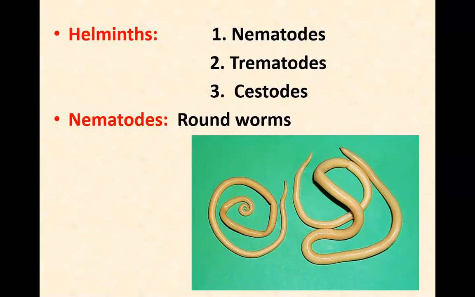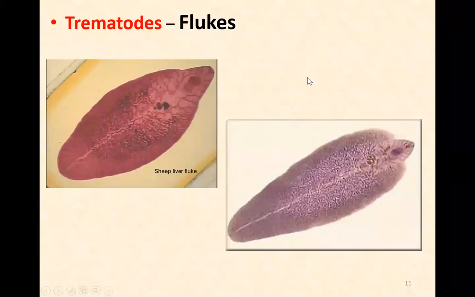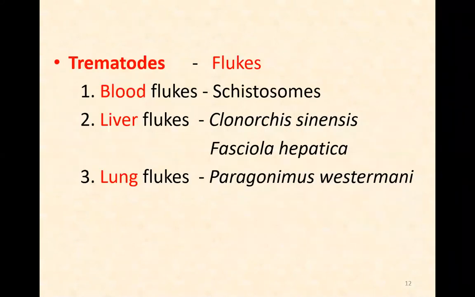We're talking about the helminths again. The round nematodes being the round worms like this. Talking about trematodes, they have a leaf-like shape and are called flukes. Those trematodes which pass some of their life cycle in blood are called blood flukes, schistosomes.